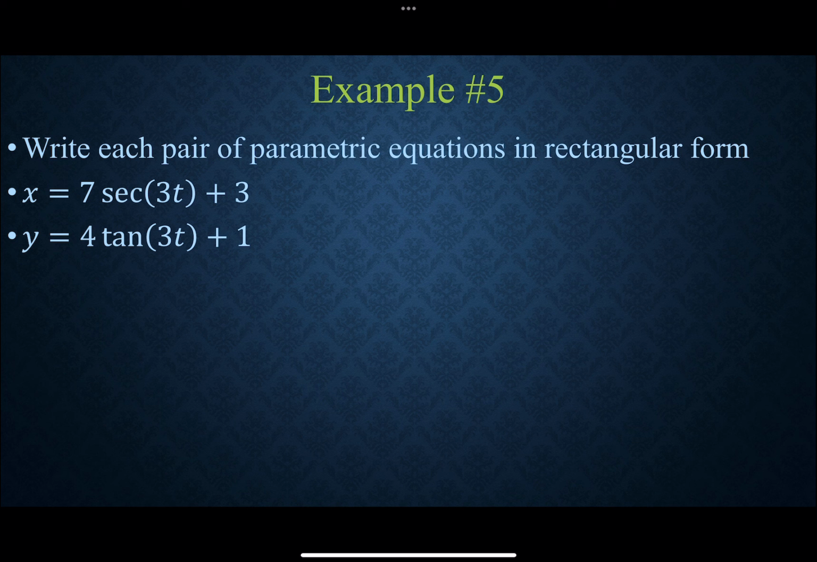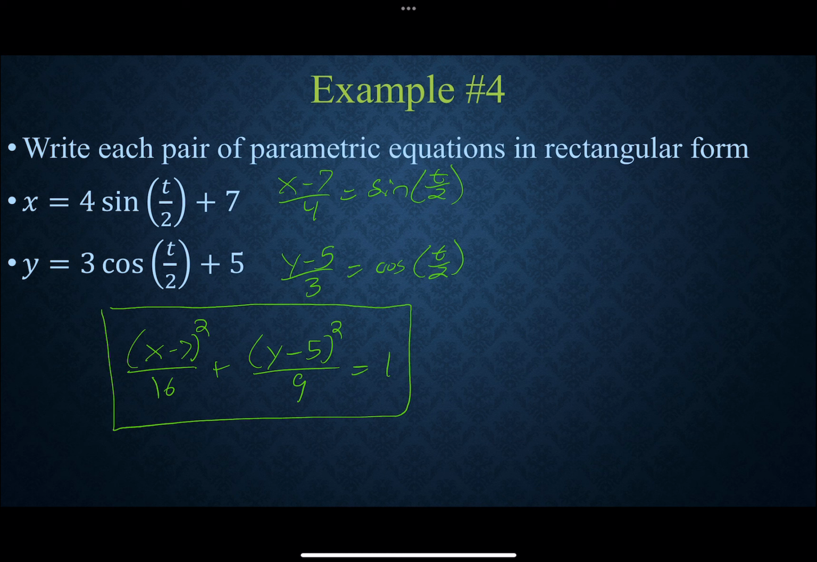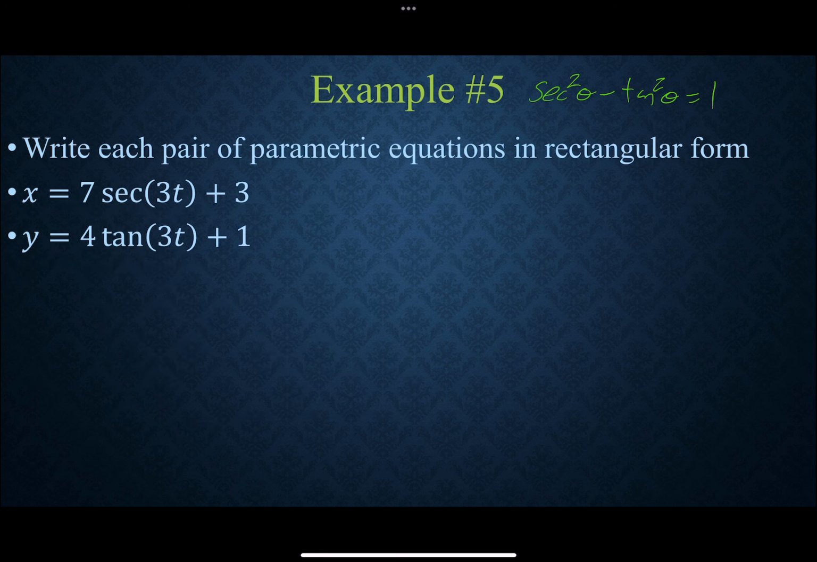Now, the hyperbola is based on secant and tangent, because an alternative formula for the Pythagorean identity sine squared plus cosine squared equals 1 is secant squared minus tangent squared equals 1. And that's where the hyperbola comes into play because it was your two fractions subtracting. Before it didn't really matter, because if you look back here for a second, because we're adding, I could have easily said the y minus 5 squared over 9 plus the x minus 7 squared over 16. The order doesn't matter when we add, but when we subtract it does, so we have to make sure the secant portion goes first.